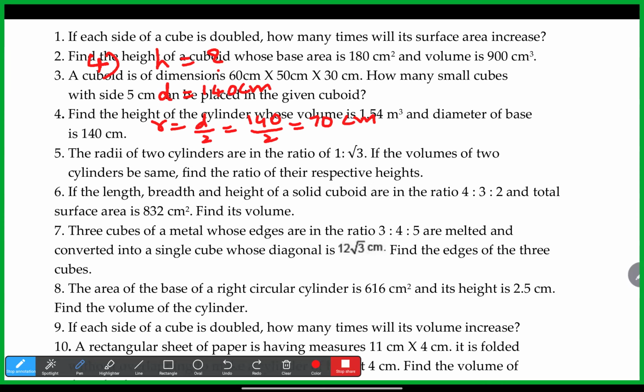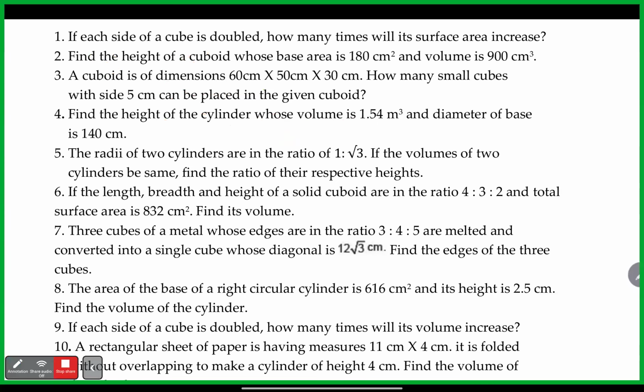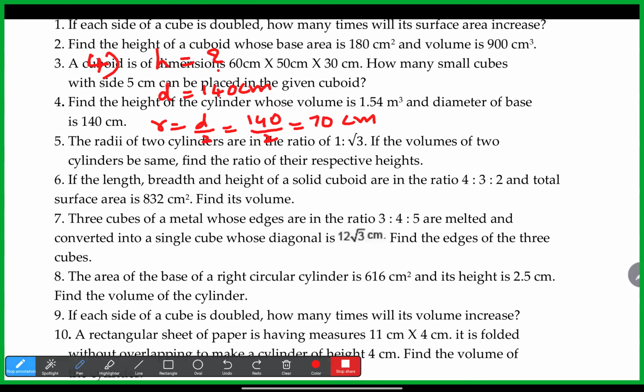Then I am writing the volume which they give. Volume is given as 1.54 meter cube, whereas you can see here, radius is in centimeter. So meter cube, shall I convert it to centimeter cube, or shall I convert this centimeter to meter? But we should not forget meter cube.